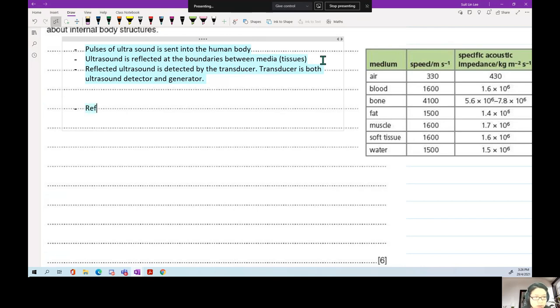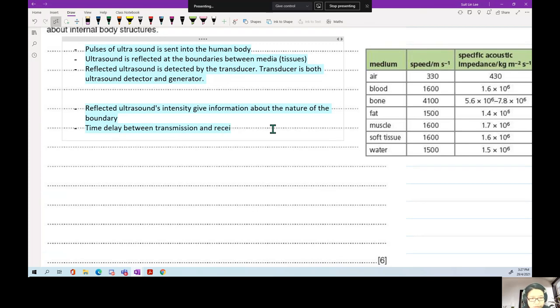Okay. So let's talk about the reflected ultrasound. The reflected ultrasound intensity, so how much energy is left, gives information about the nature of the boundary. So it tells us whether it's air or blood or bone or fat or muscle. Besides the intensity, we need to say the time interval. So the time delay or the time interval between transmission and detection of ultrasound gives information about the depth of the boundary.